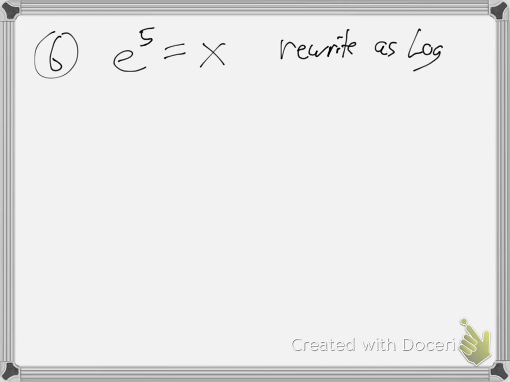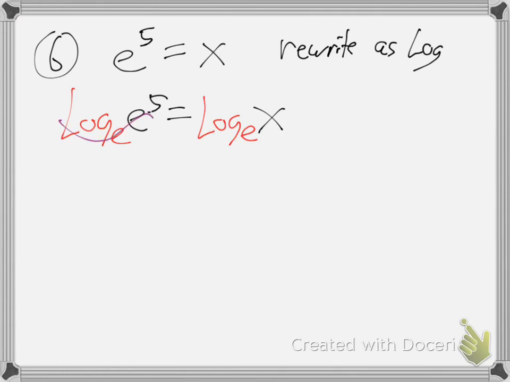So I'm going to log base e this side, log base e that side. We good so far? So I did log base e on both sides. And now do you see what happens on the left side? These just cancel, and it's just 5 is log base e of x. Done.